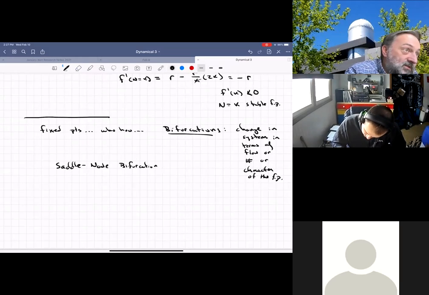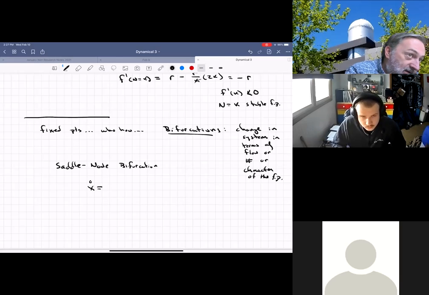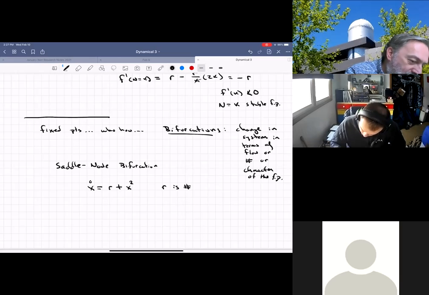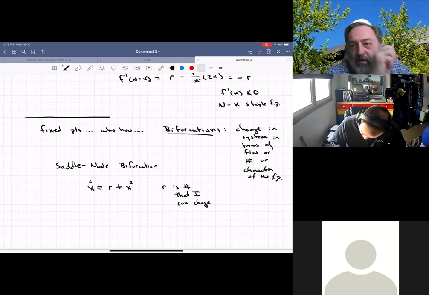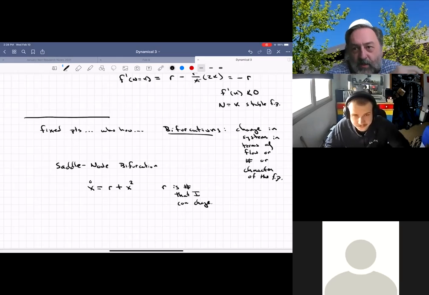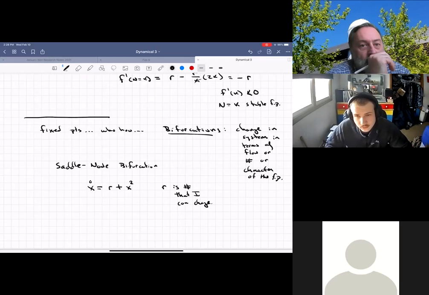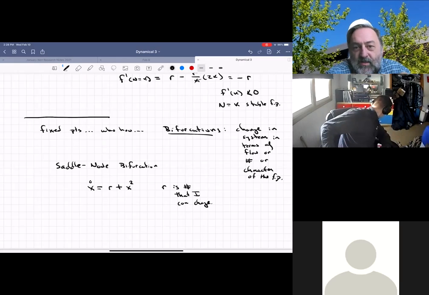So we're going to suppose, for instance, that x dot is r plus x squared, where r is a number that I can change. For a given value of r, I have a particular flow. I change r, I have a different flow. So for a given r value, there's a flow. Now the question is, what could happen with the different values of r?